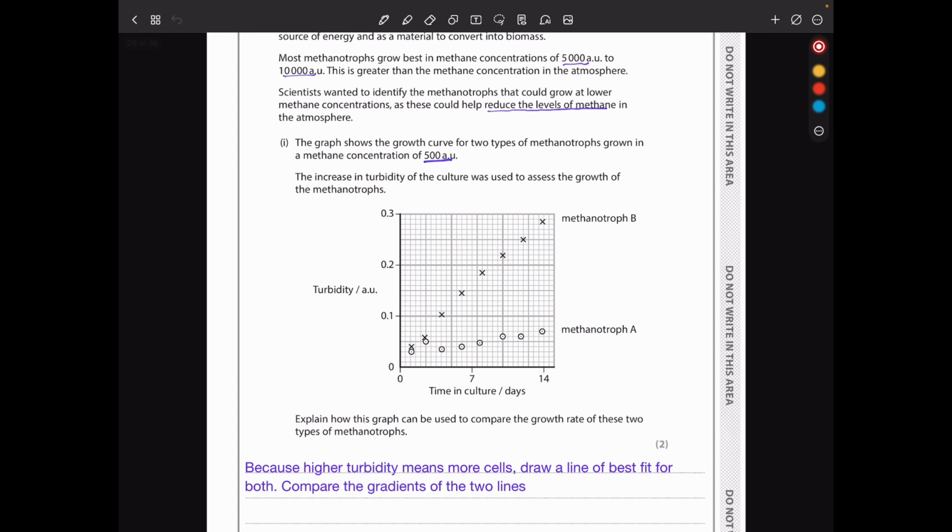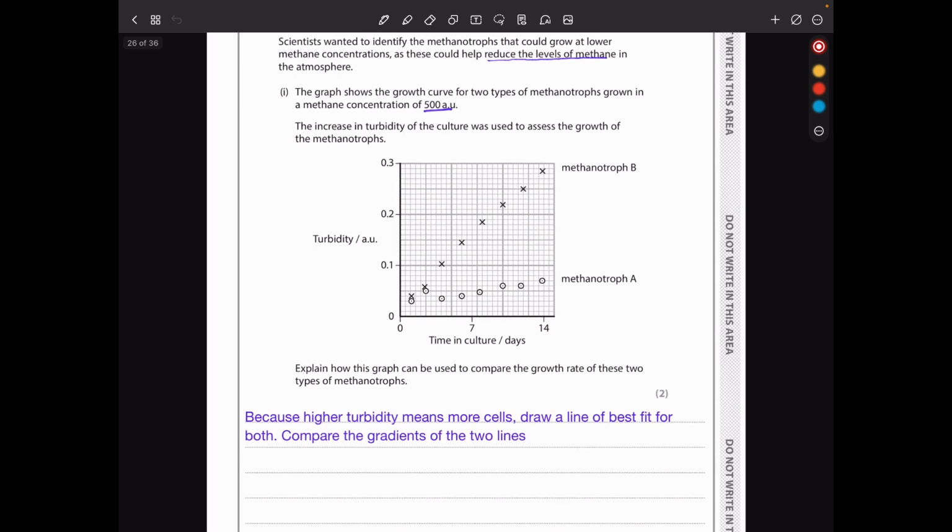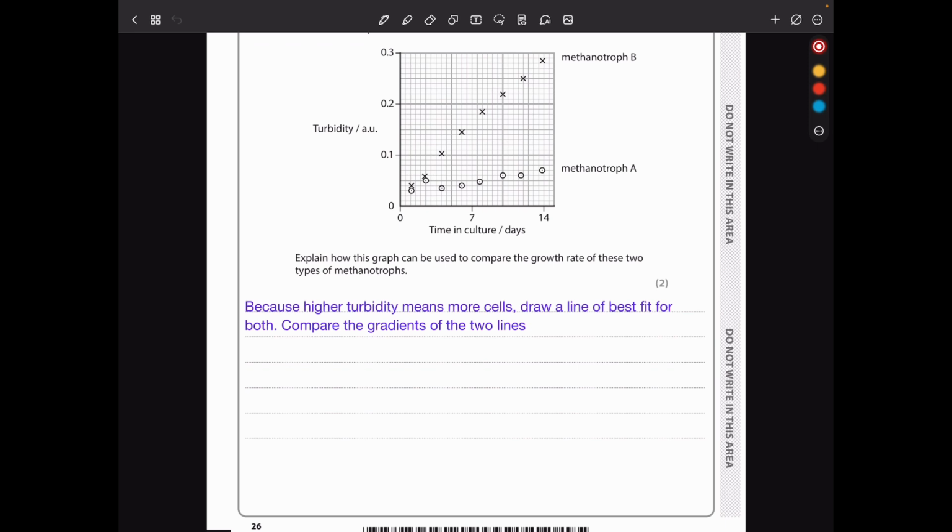The graph shows the growth curve for 2 types of methanotrophs grown in a methane concentration of 500. The increase in turbidity of the culture was used to assess the growth of the methanotrophs. So on the vertical axis, they use turbidity, and on the horizontal axis, we have time in culture, in days. So we see that Methanotroph B showed an increase in turbidity, and actually the gradient is quite high, or you would say the rate is higher. So this explains how this graph can be used to compare the growth rate of these two types of methanotrophs.